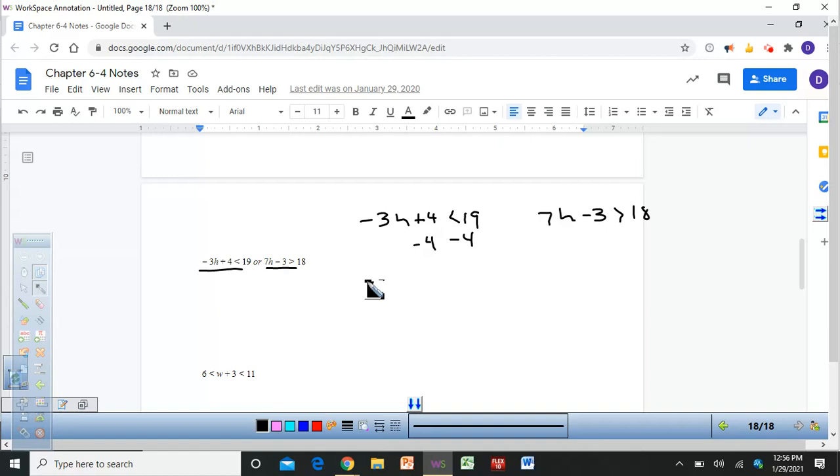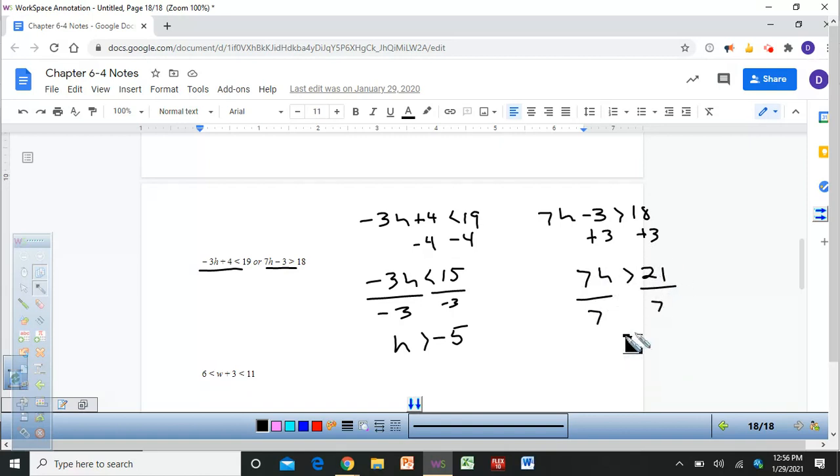So subtract 4, -3h is less than 15, divided by -3. So h, flip my sign because I've divided both sides by a negative, is greater than -5. Add 3, 7h is greater than 21. So I'm going to divide both sides by 7. h is greater than 3. Then you would put both those on the same graph, and then you'd be done.